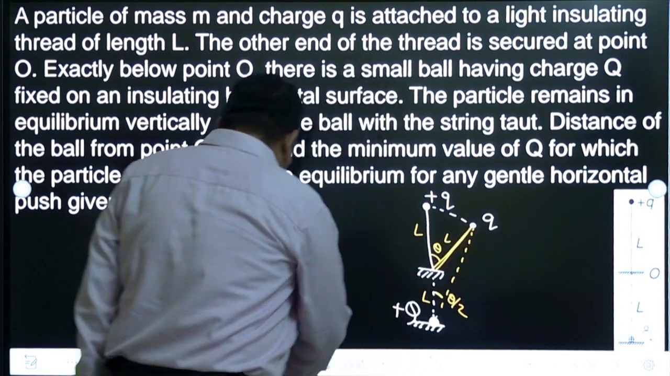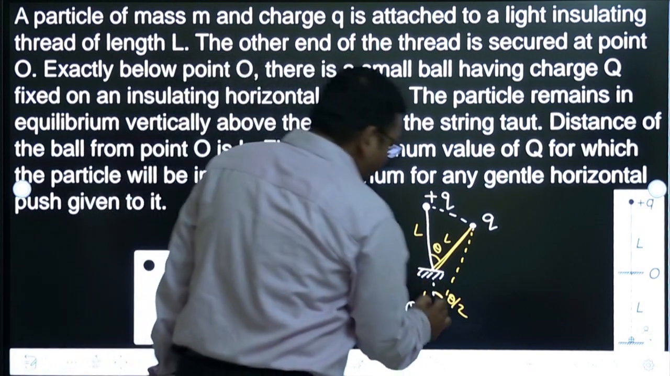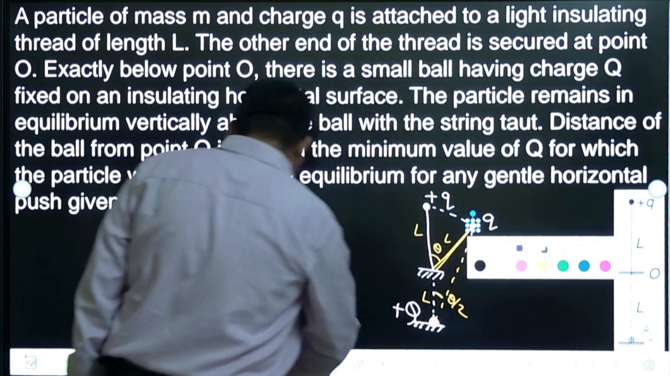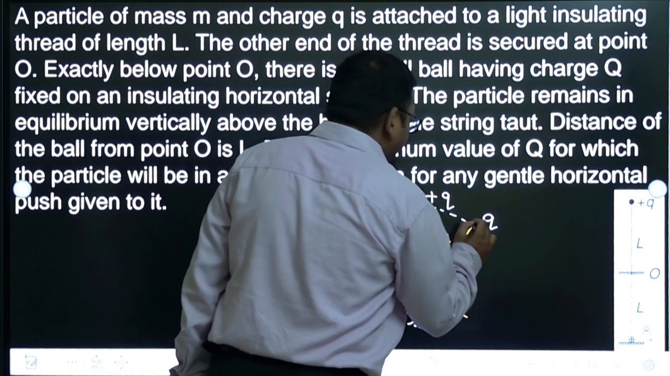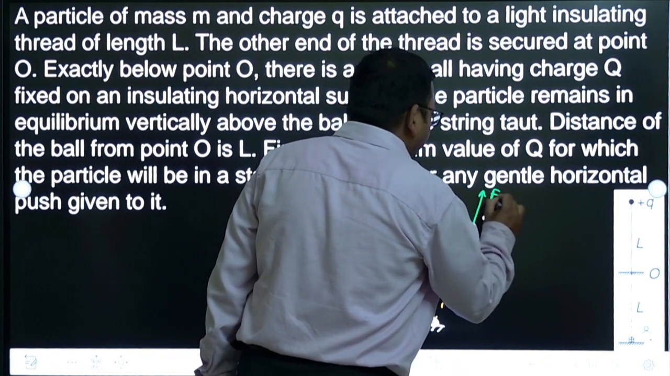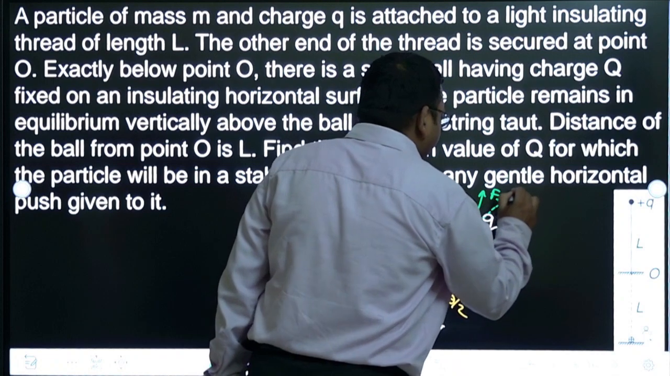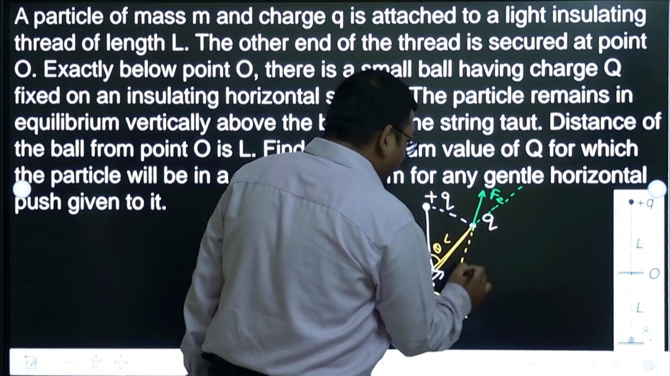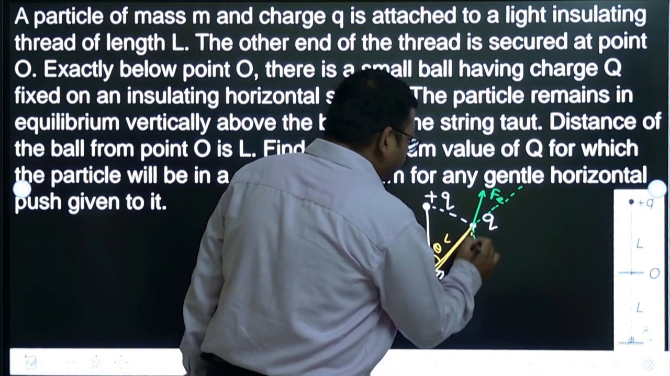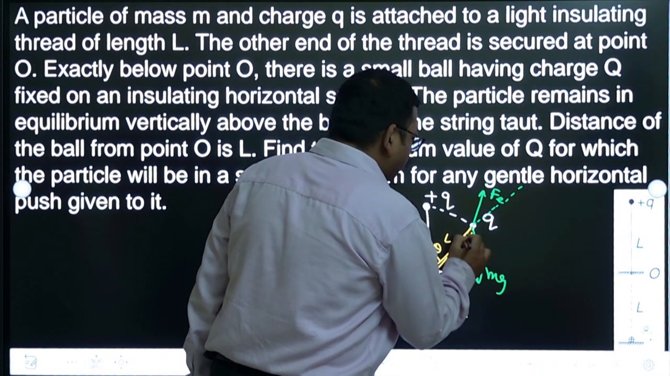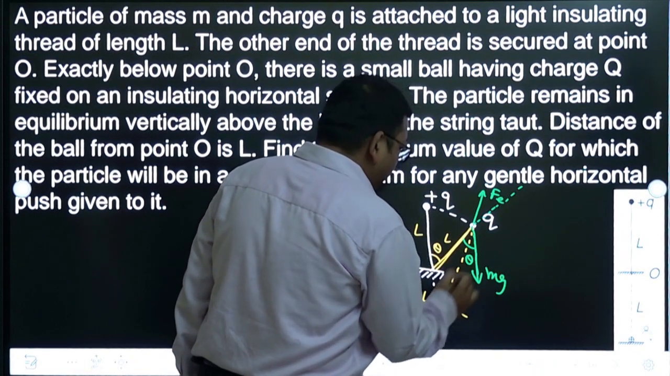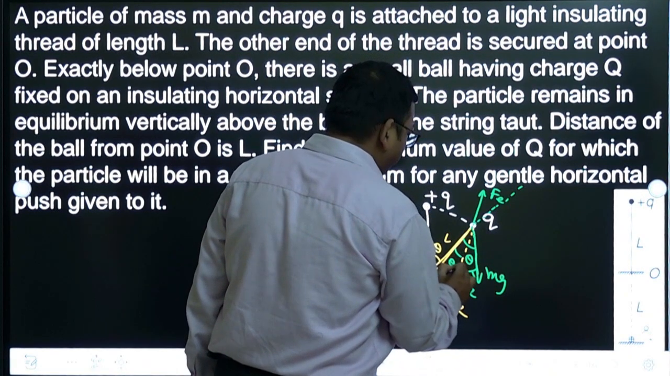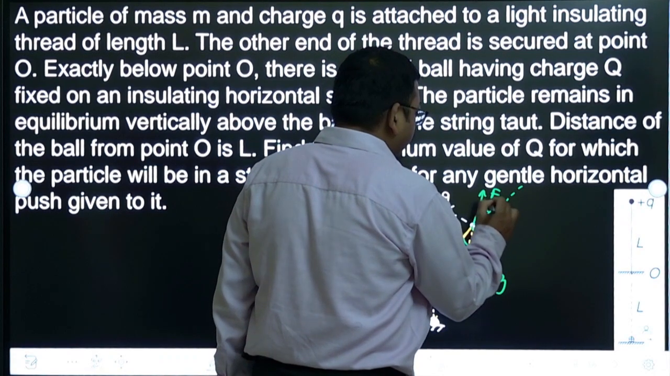So if you try to draw the forces here, this electrostatic force will be along this line, right? Electrostatic force is going to be along this line, and tension is along this line. So for tension, this angle is theta, so this angle with the vertical is also theta, and mg is acting this way, right? So this angle is theta, but this angle is theta by 2. So this angle is also going to be theta by 2, and here also this angle is theta by 2.